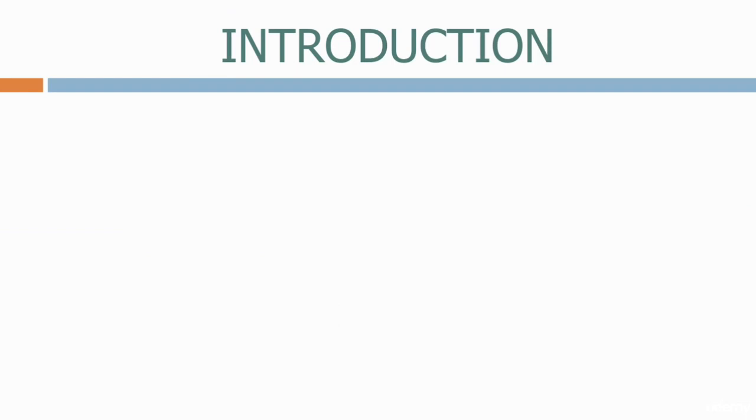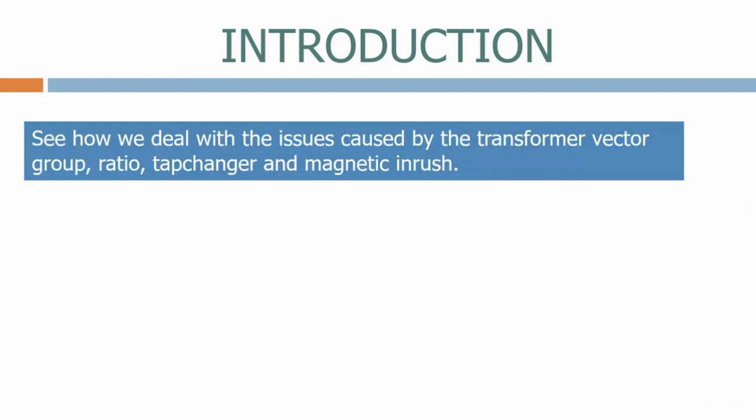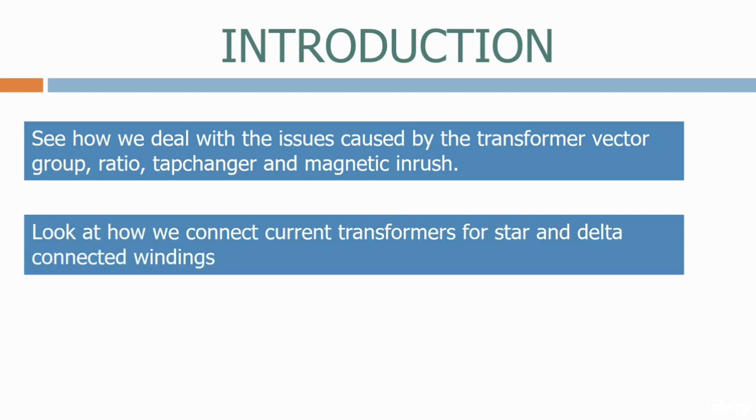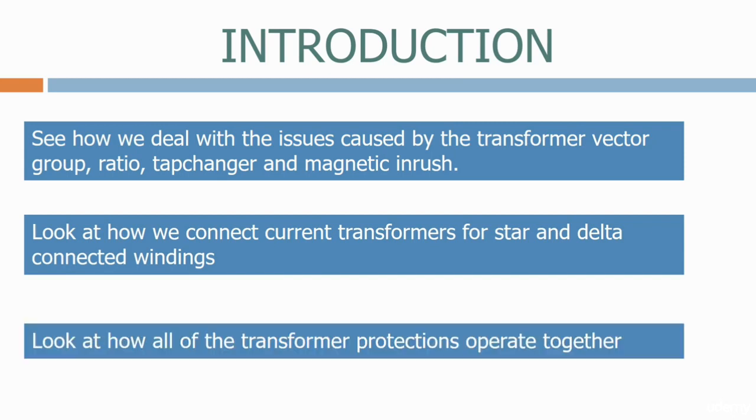The aims of the course today are: see how we deal with the issues caused by the transformer vector group, ratio, tap changer, and magnetic inrush. Look at how we connect current transformers for star and delta connected windings. Look at how all the transformer protections operate together.